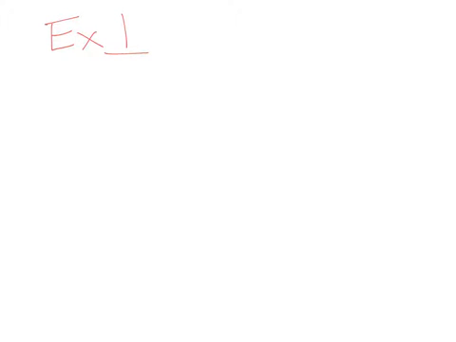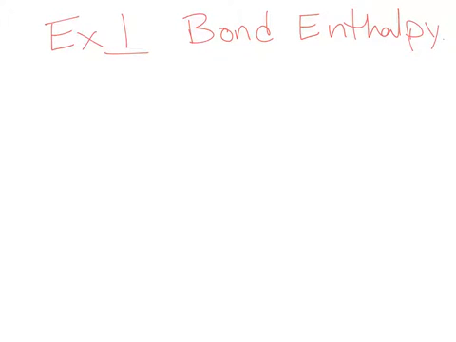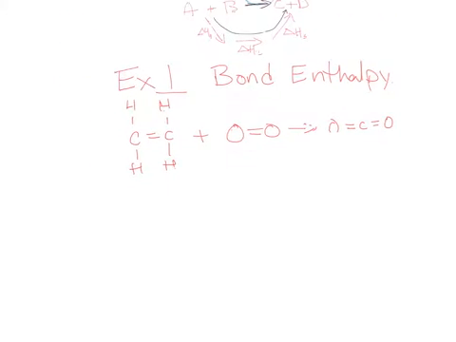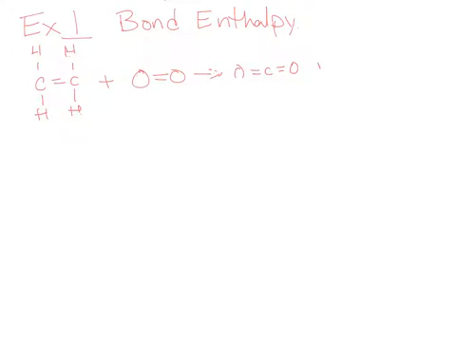So my first example, example 1. I'm going to look at the bond enthalpy data for a reaction. So for the reaction, I'm going to do something fairly simple. I'm going to look at the reaction of ethene, which is C2H4, and it's going to react with oxygen, which is an O double bond, and it's going to produce carbon dioxide, CO2, and I'm going to get 2 CO2s and 2 H2Os.